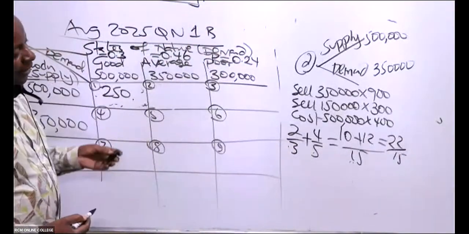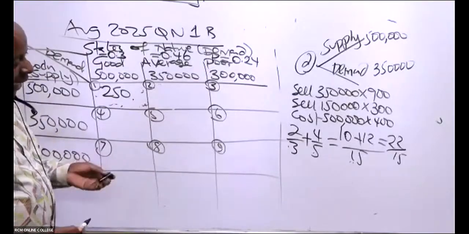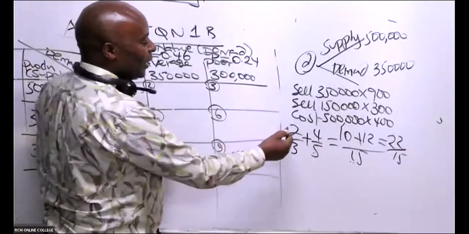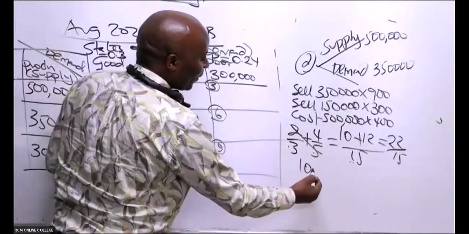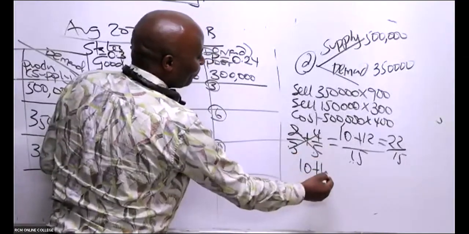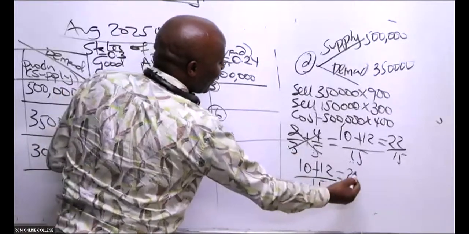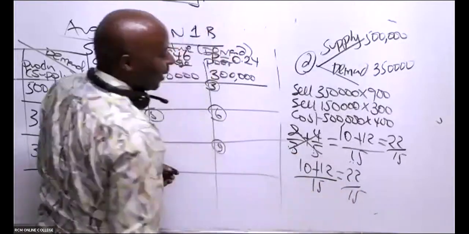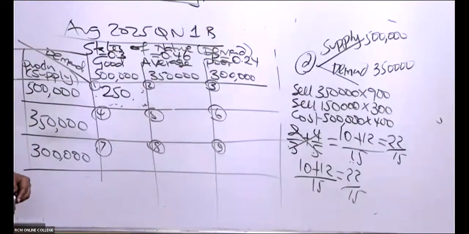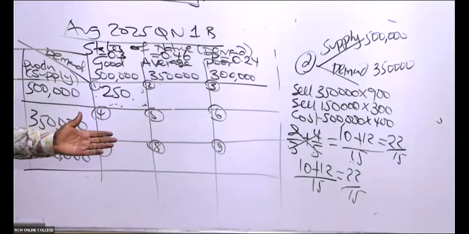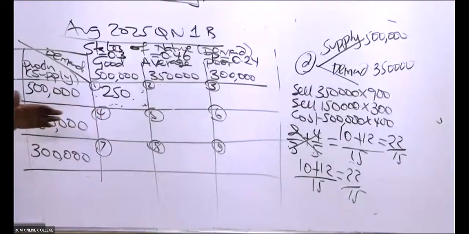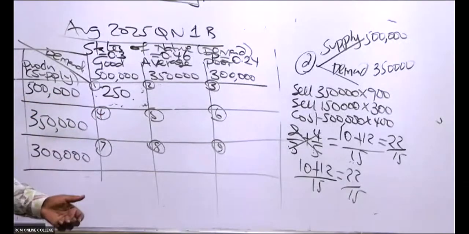Sasa mwanafunzi mmoja akarealize andiki, akaniambia sasa mwalimu, ni method gani? Akaniambia, what if I did it this way? 2 times 5, 10. Plus 3 times 4, 12. Over 3 times 5. Are we going to get the same answer? Yeah. And since then, I've been using their method. So we learn. We also learn from students often.